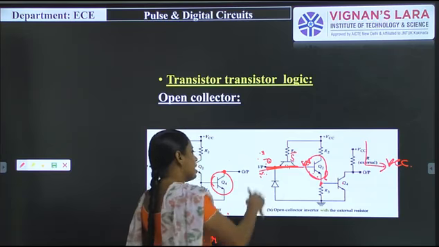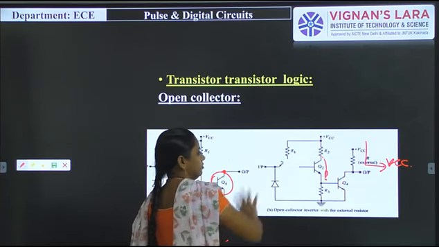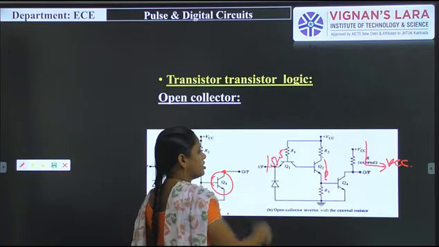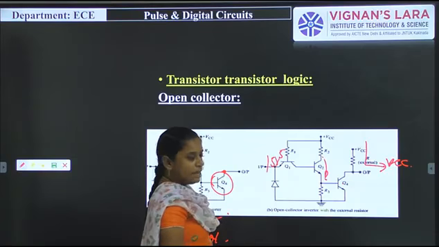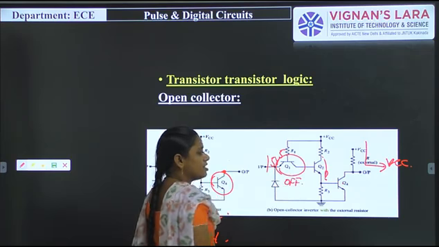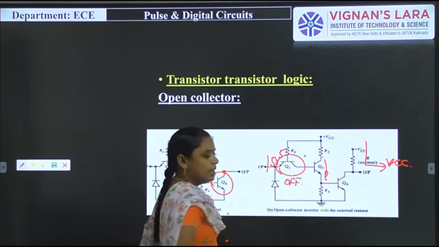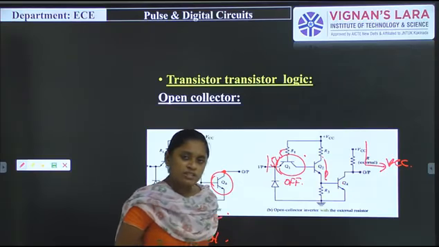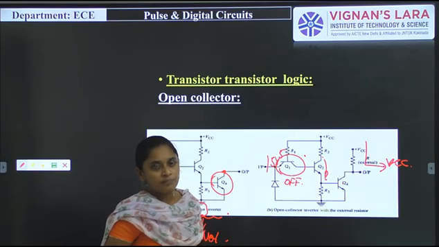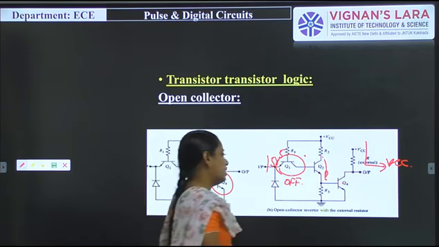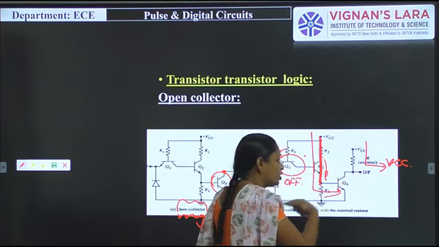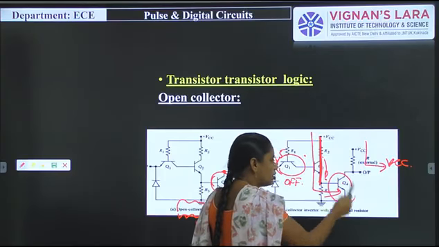In the second condition we give the input 1. During that time the base voltage is 5 volts and the collector voltage is also 5 volts. So in that particular time the transistor goes to off condition, and when the transistor is off, the output voltage will be VCC. This VCC voltage is given to the transistor Q2, so Q2 goes to on condition. When Q2 is on, the emitter can be replaced with a short switch, so this VCC voltage is given to Q4.